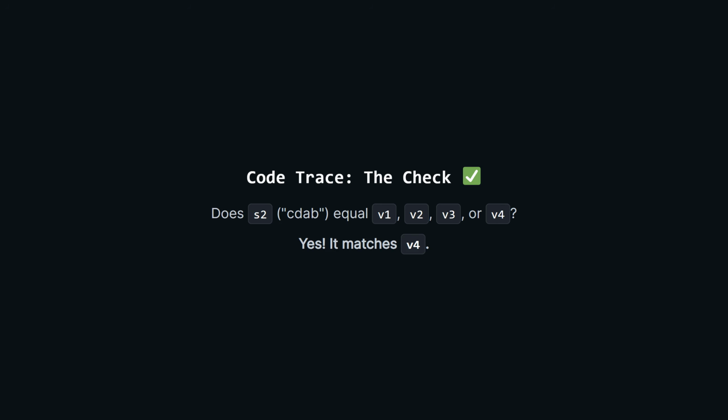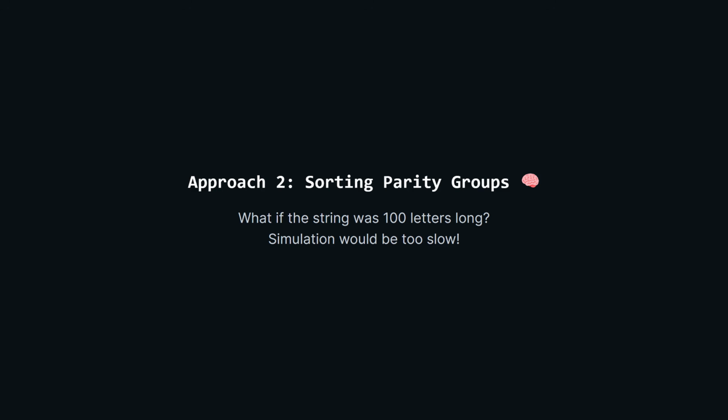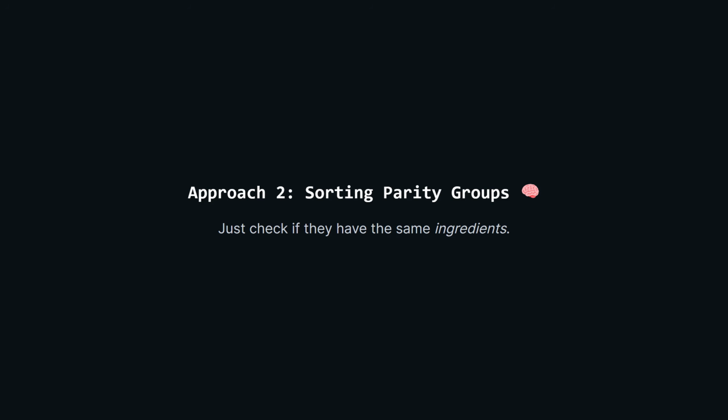Once we have all 4 possible versions, we just check if our target string 2 matches any of them, and we are done. Now, generating combinations works great for 4 letters, but what if the string was much longer? A more scalable approach is to just verify if both strings have the exact same pool of letters available for their even and odd spots.